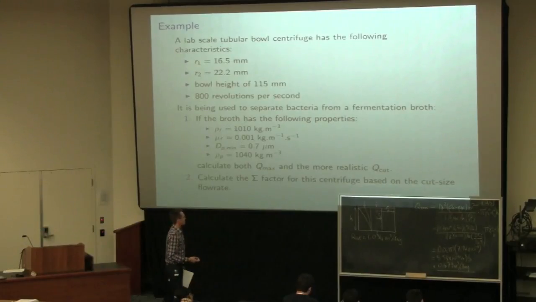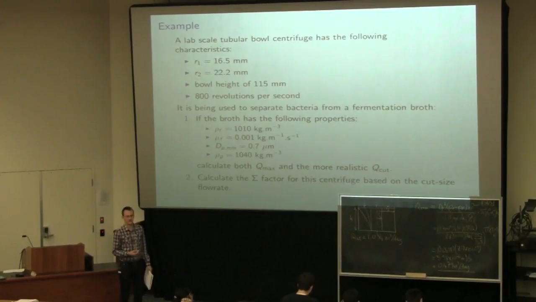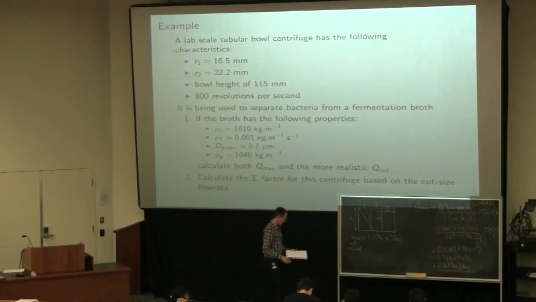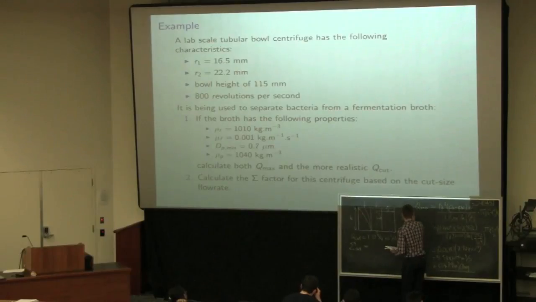Then the final part of this question asks to calculate the sigma factor. So the idea here is that we're going to go sigma based on the cut. Calculate the sigma factor for the centrifuge based on the cut size flow rate, so Q cut. Sigma cut is given as, well, let's just write the general equation up here, that Q is equal to 2 times the terminal settling velocity times sigma. So if we're using Q cut over here, we would call this sigma cut.